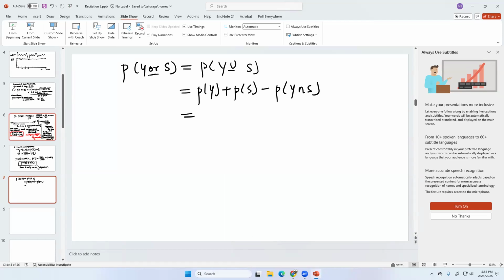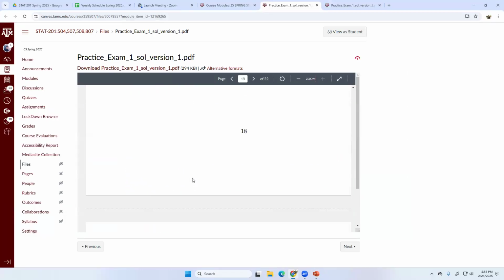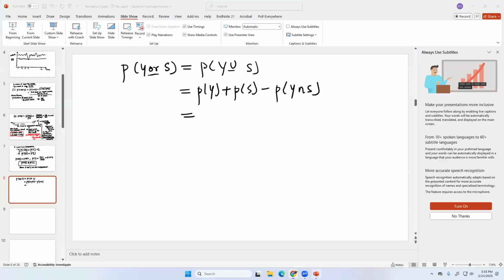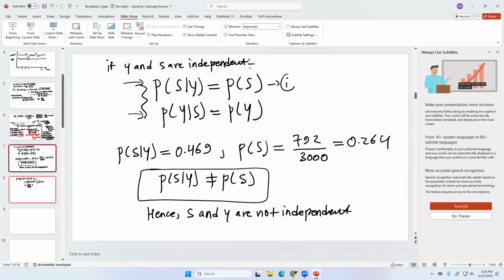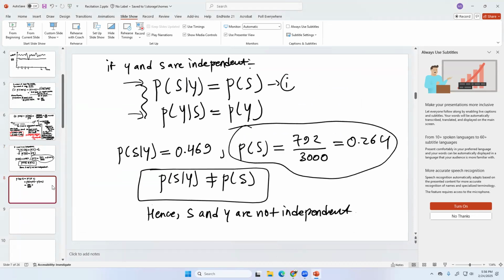What is the probability of y? Probability of y is 390 over 3000, right? Plus the probability of somebody supporting Sanders. We just did that, 0.264, right? Let me write it in terms of 792 over 3000.